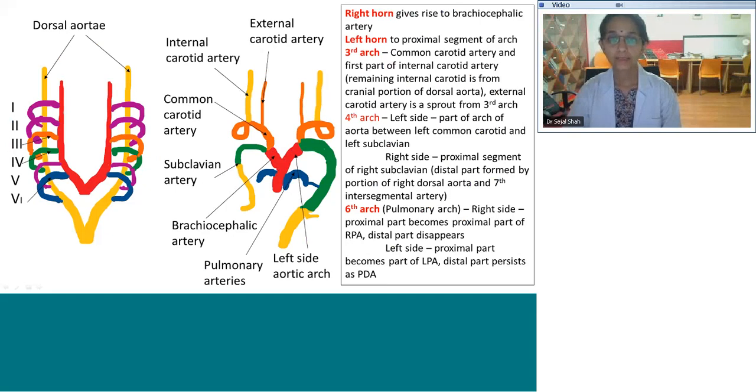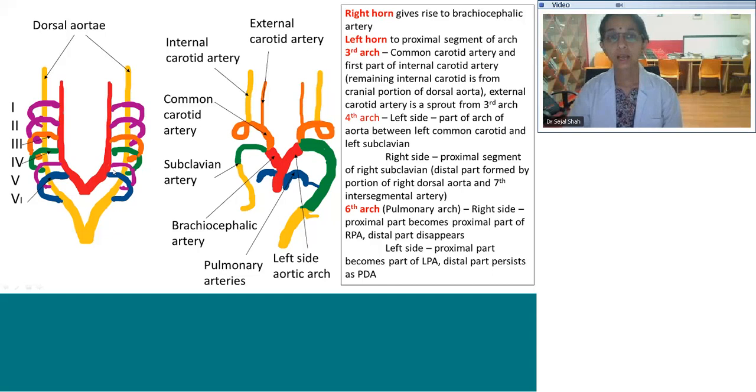We can see here, it's connected to the proximal part of the truncus arteriosus, where this is going to be the proximal part of the aorta, and this is going to be the proximal part of the main pulmonary artery. So the right horn gives rise to the brachiocephalic, and the left horn gives rise to the proximal part of the left aortic arch.